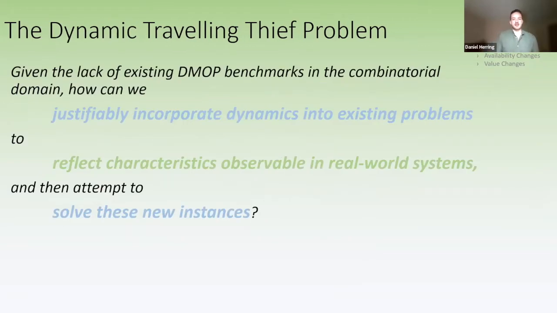This allows us to state our research question as follows. Given the lack of existing DMOP benchmarks in the combinatorial domain, how can we justifiably incorporate dynamics into existing problems, this being the traveling thief problem, to reflect characteristics observable in real-world systems? This will be clear in the next few slides, and then attempt to find solutions in these new instances.